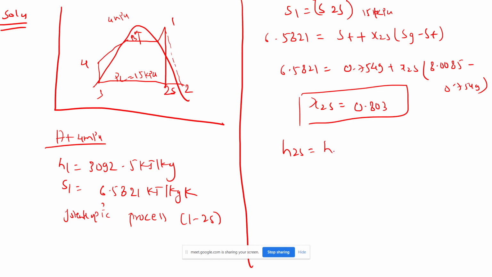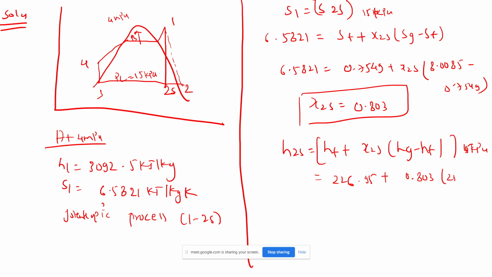We can write it as Hf plus x2s times Hfg, where all these values we have to take at 10 kilopascal pressure. So Hf is 191.8, and Hfg is 2392.1. What is the value of H2s which you will get? 2132.75.